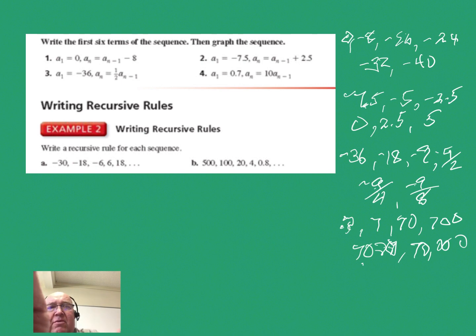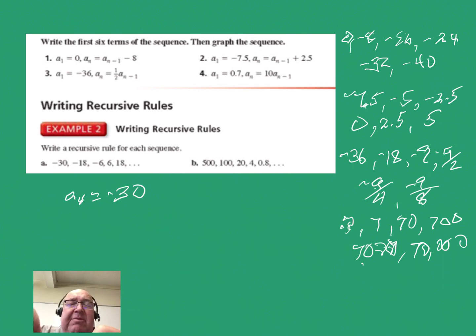When we're asked to write a recursive sequence, we're going to first define what our first term is, A1, and it's negative 30. And on this sequence we can see that we're adding 12. So anything that we want to find, we're going to take the 1 before it, n minus 1, and we're going to add 12 to it.